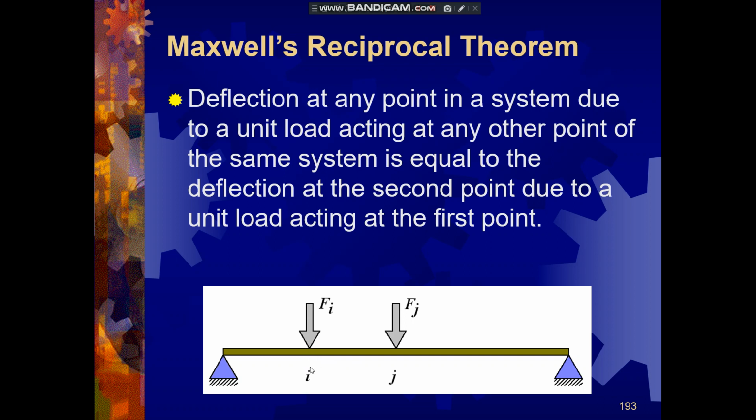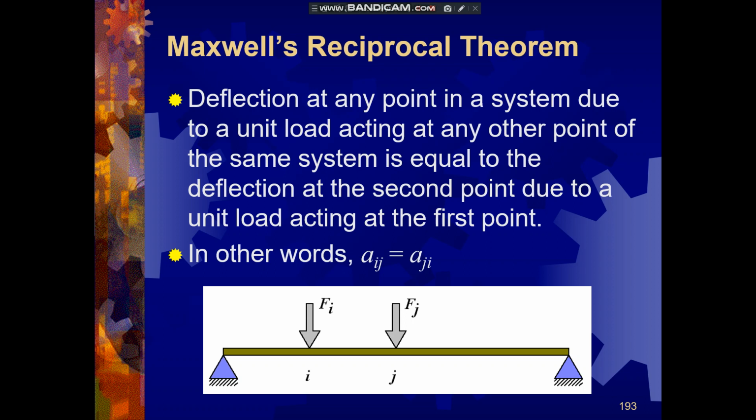We have two locations here, I and J, and we have the forces Fi, which is acting at location I, and Fj, which is acting at location J. So the theorem can be mathematically put in this form, that is Aij is equal to Aji.